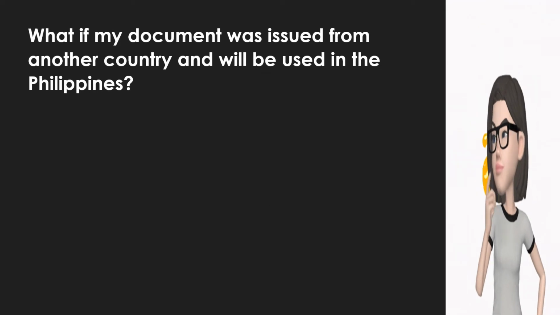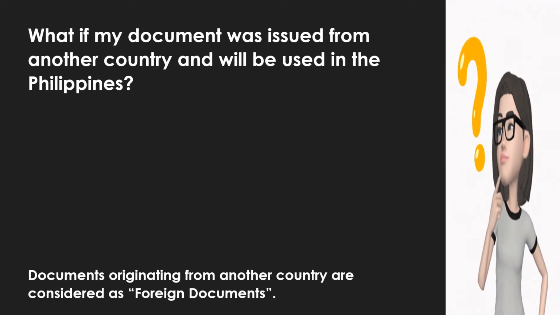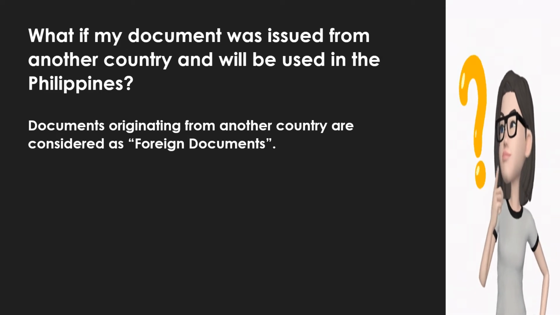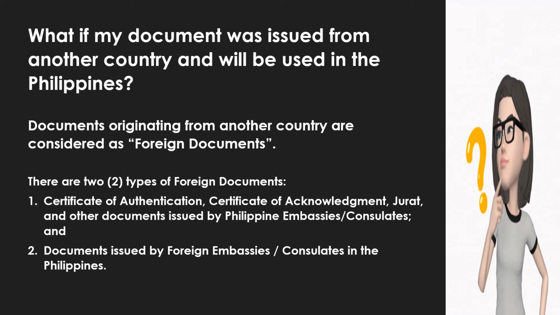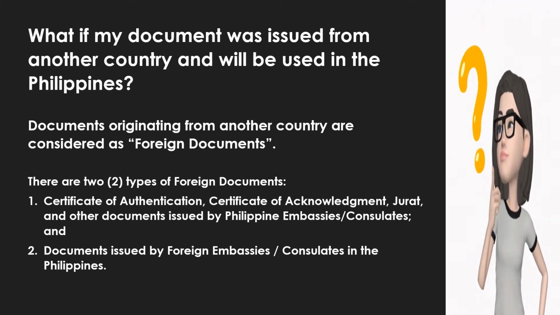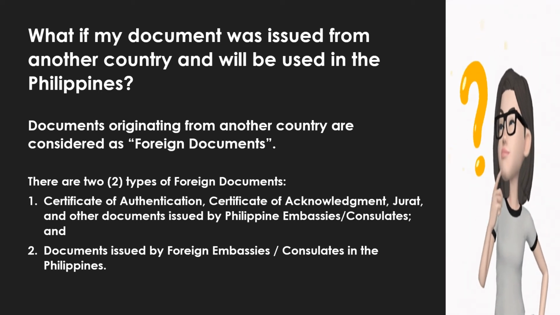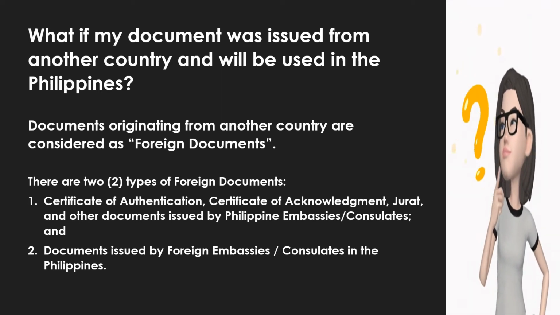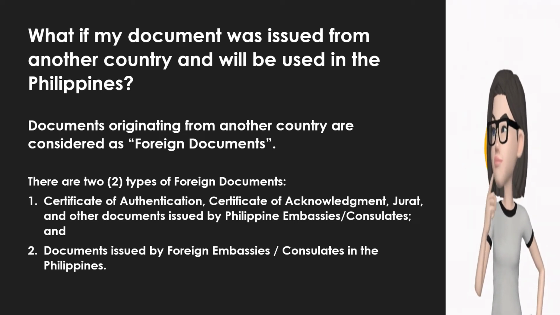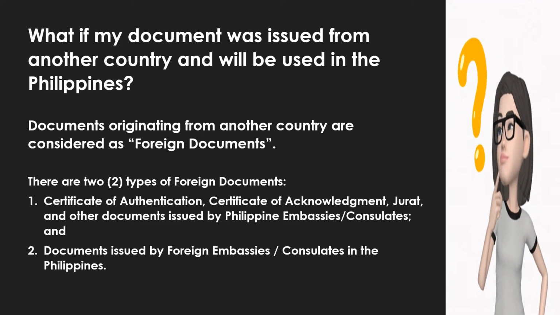What if my document was issued from another country and will be used in the Philippines? Documents originating from another country are considered as foreign documents. There are two types of foreign documents. First, a certificate of authentication, certificate of acknowledgement, jurat, and other documents issued by Philippine embassies or consulates, and documents issued by foreign embassies or consulates in the Philippines.